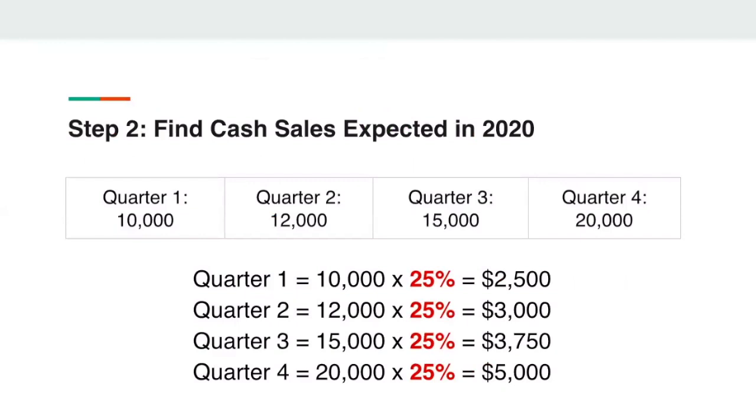Step 2 is finding cash sales. This step is pretty straightforward because it is only cash sales, so you only need to factor in the 25%. And it is also straightforward, as quarter 1 will be quarter 1's number, quarter 2, quarter 2, quarter 3, quarter 3, and quarter 4 is quarter 4's number.